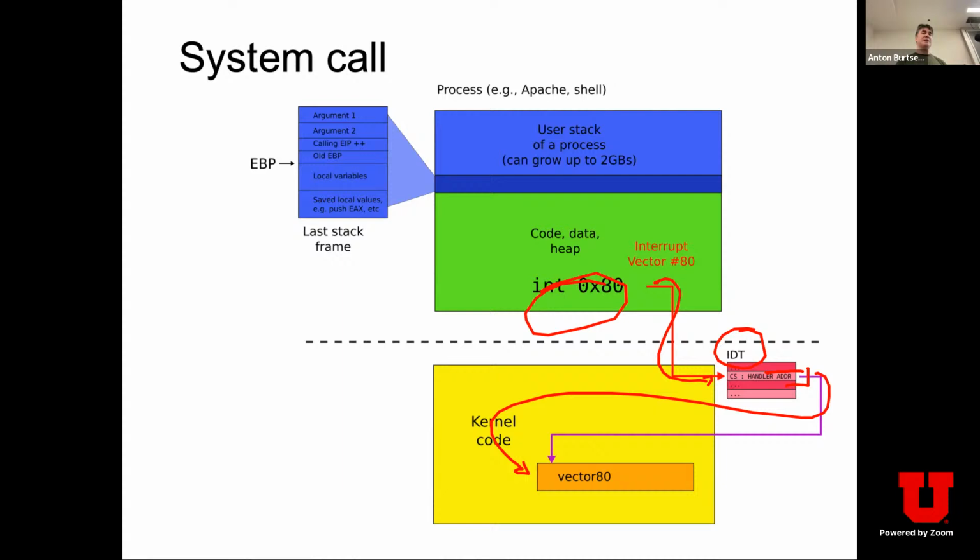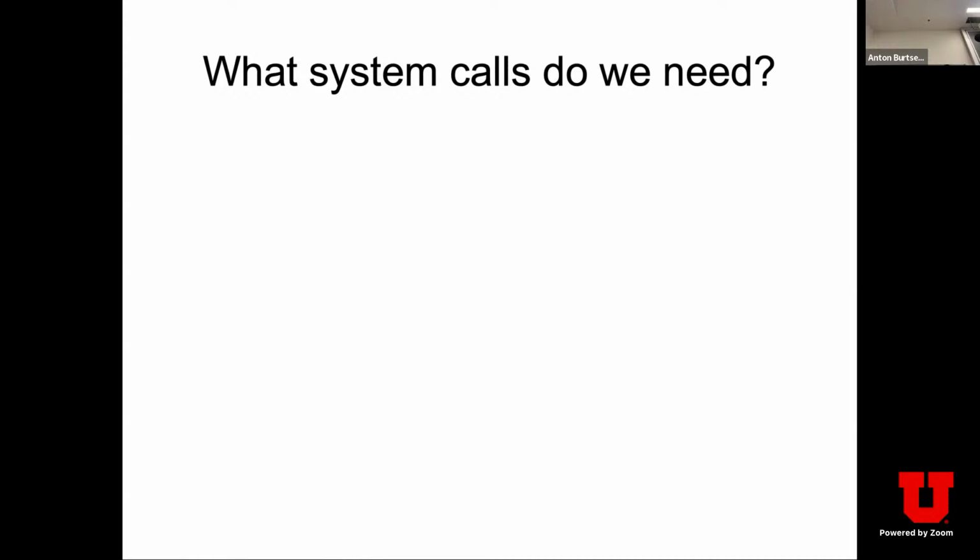Okay, and now we've got to the point where we really have to answer this question. So we understand, okay, there's a kernel, there's a user. If we want to run something useful on top of this operating system which we're designing, hypothetically, let's imagine that we're all designers today, what are the system calls we need?